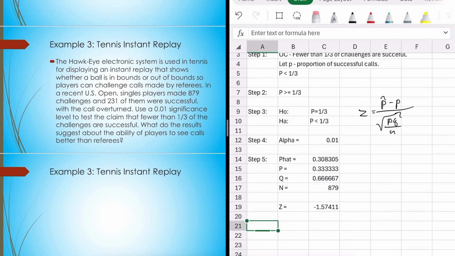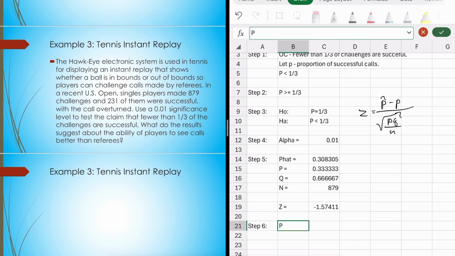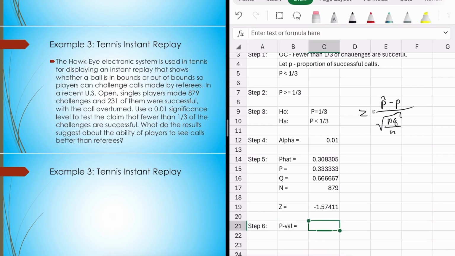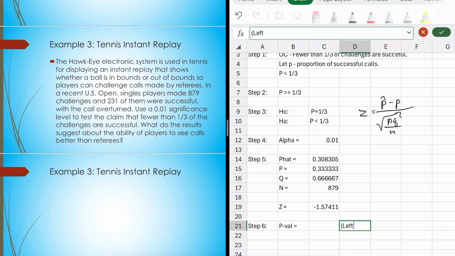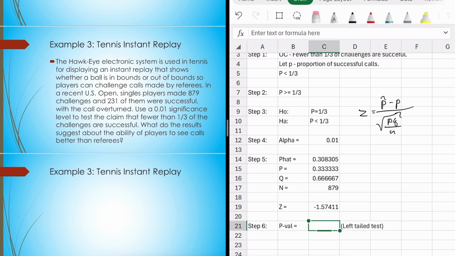All right, now step 6. I need to find the p-value. So the p-value is going to equal, all right, now I need to think, what kind of a test is this? This is going to be a left-tailed test. Less than, left-tailed. I want the area to the left of my test statistic.